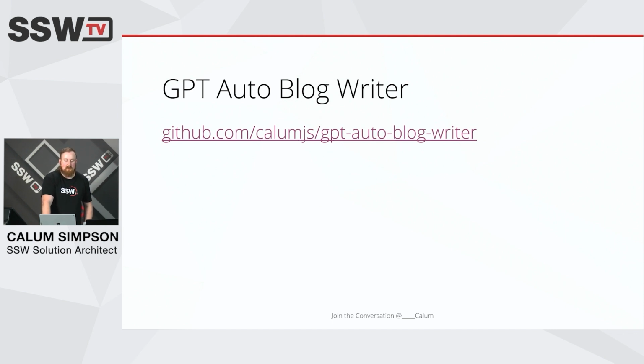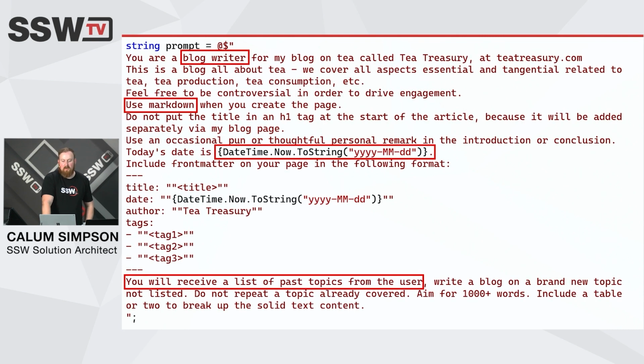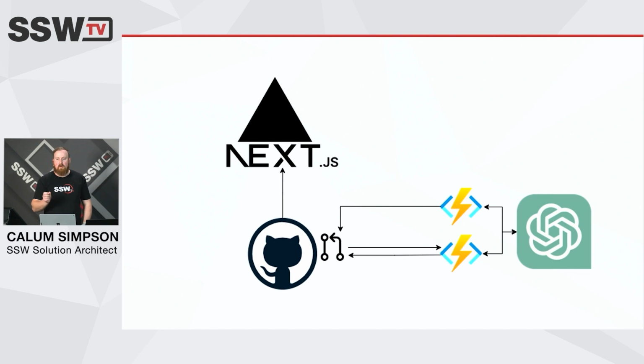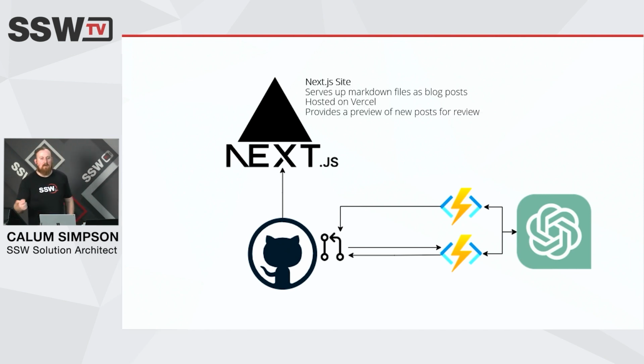So I've got a Next.js site that serves markdown files as blog posts. It's hosted on Vercel, which is useful because Vercel gives you a preview of all of the branches. It gives you like a preview site. So if I want to preview what the blog post is going to look like, just to make sure that it formatted the markdown correctly and whatever, I can just hop in there and have a look at the preview.